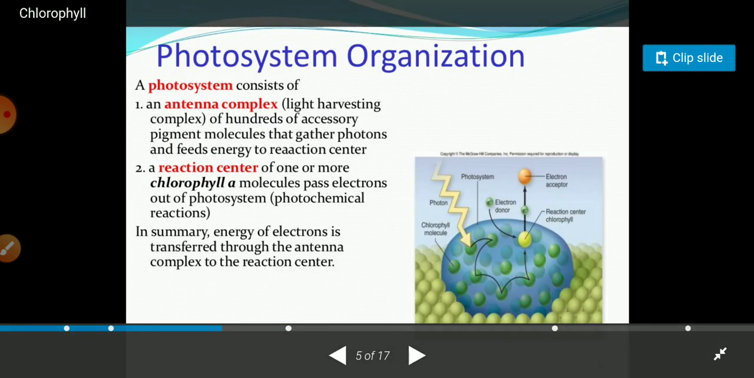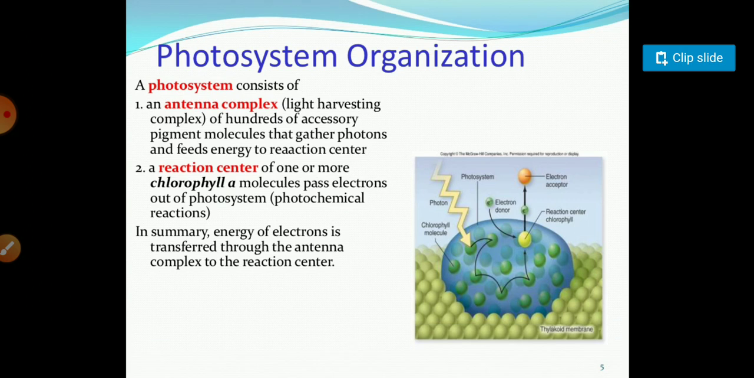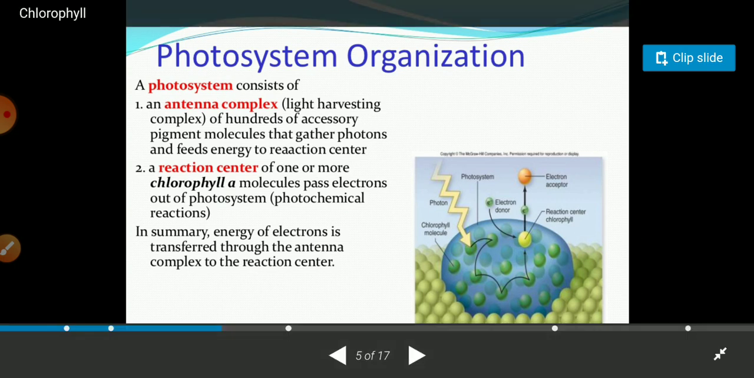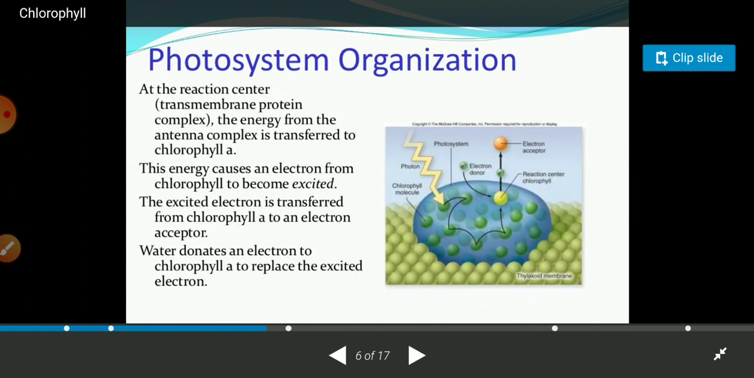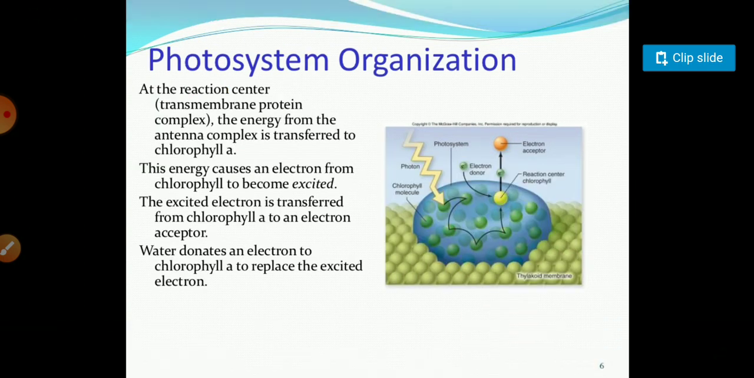Next, the photosystem. In a photosystem there is the antenna complex, which is a light-harvesting complex present as pigment in a molecule, and second is the reaction center. The reaction center is one or more chlorophyll A molecules which pass the electron out from the photosystem. In this photosystem, the reaction center and antennas are combined and give the energy to the system.